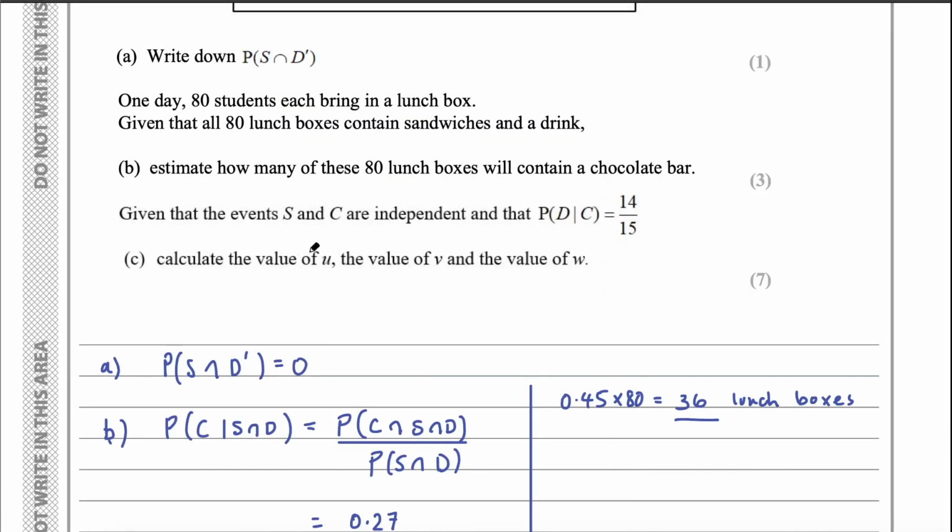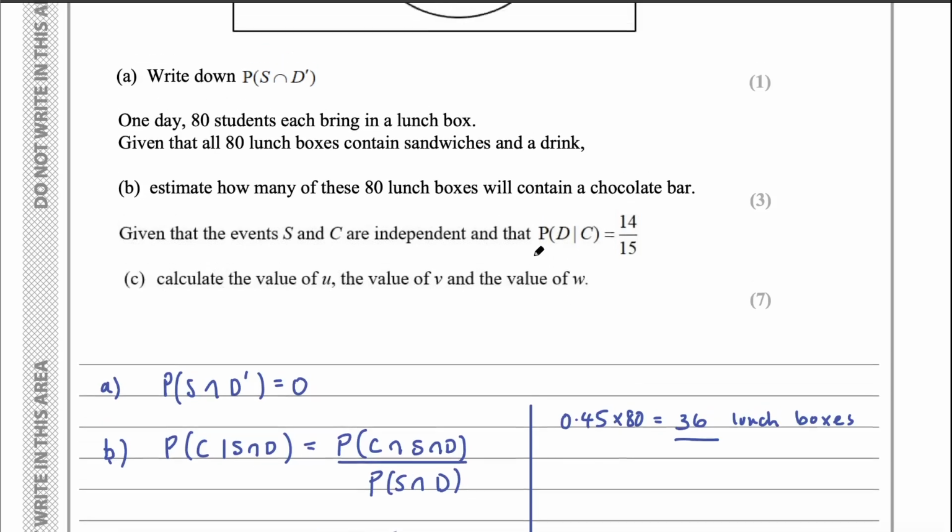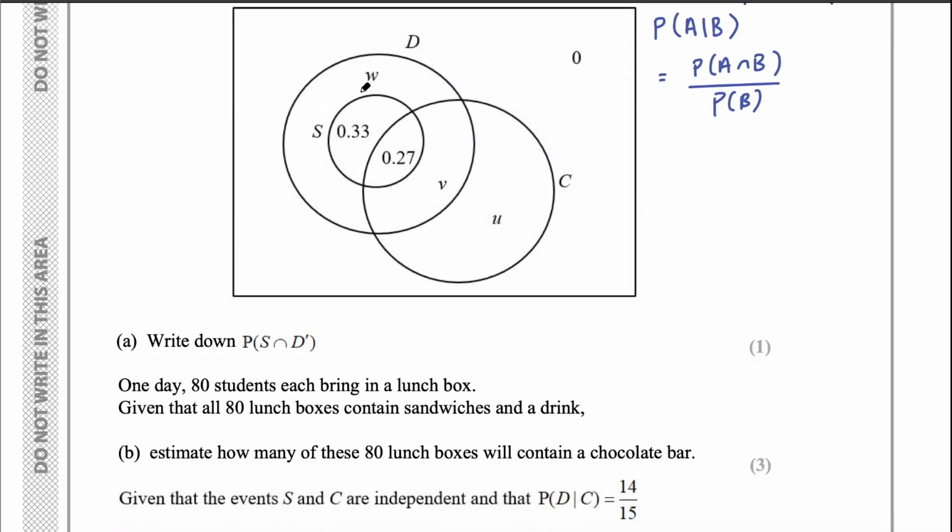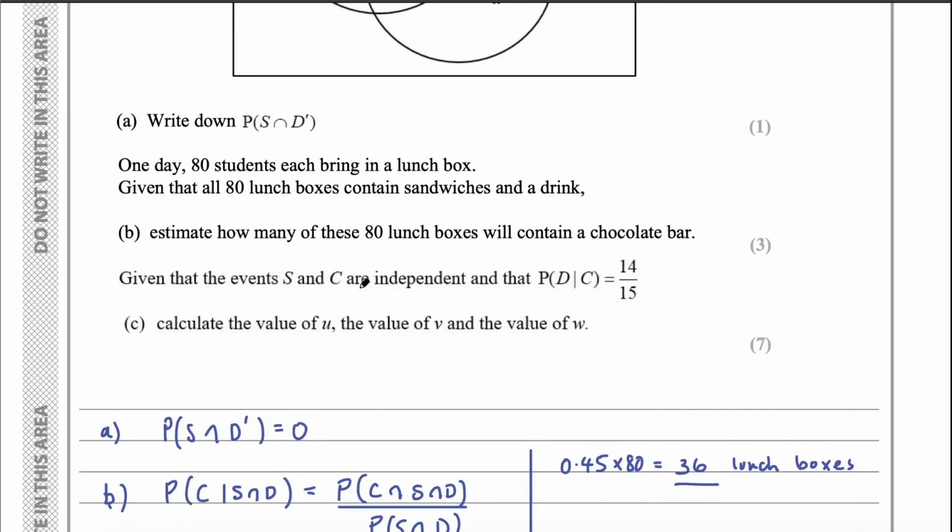Part C says, given that the events S and C are independent and that the probability of D given C equals 14 over 15, calculate the value of U, the value of V, and the value of W. Okay, so let's look back at this Venn diagram. We have these variables in here, W, V, and U. We need to go ahead and try to find those. We're told that S and C are independent, and we're given this probability here.